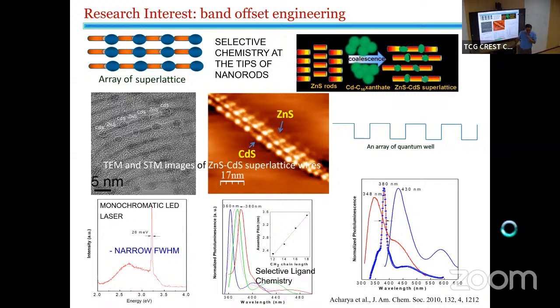As a result, you can get a very narrow width at maxima, something like 25 or 26 milli-electron volt at room temperature. So this is basically comparable to laser line width. That means you can find a single laser line width there. What else can we do? We can tune the spacing of these two different components by ligand chemistry. We can use different length ligands to vary the spacing, and eventually we can tune the position of this lasing in the visible range.